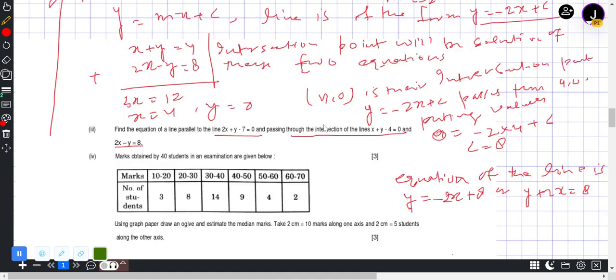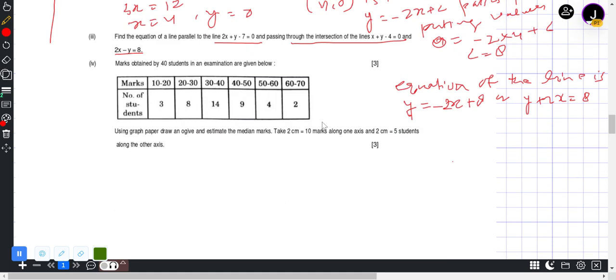Next one, we have to draw an Ogive. Marks obtained by 40 students in an examination are given below. We have marks and we have the number of students. Using graph paper, draw an Ogive and estimate the median marks. Take 2 centimeters for 10 marks along one axis and 2 centimeters for 5 students.